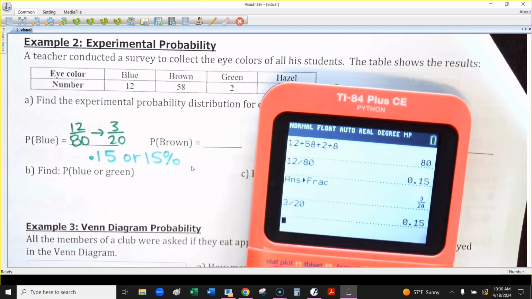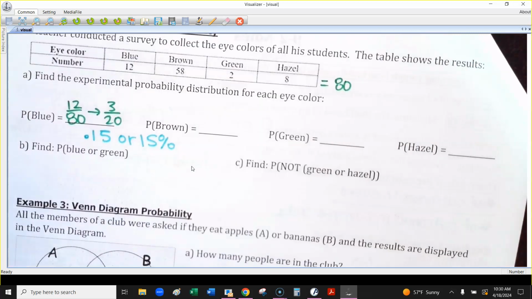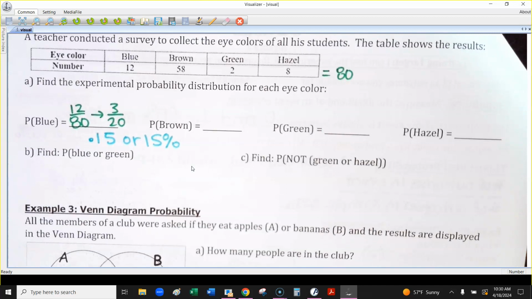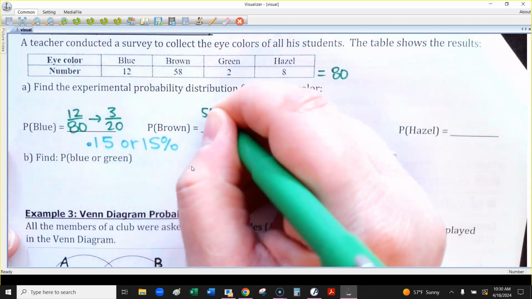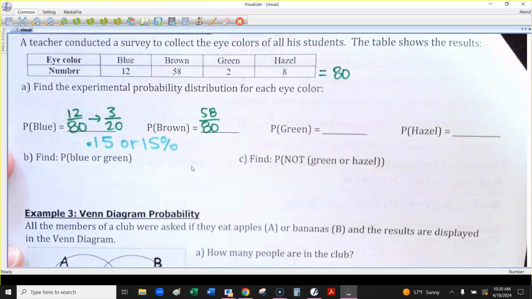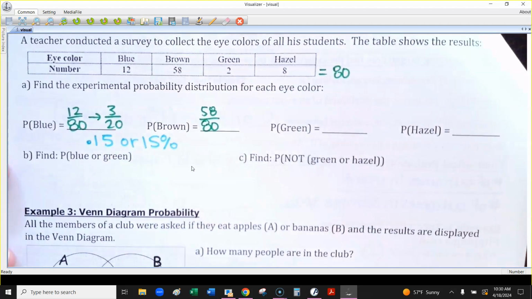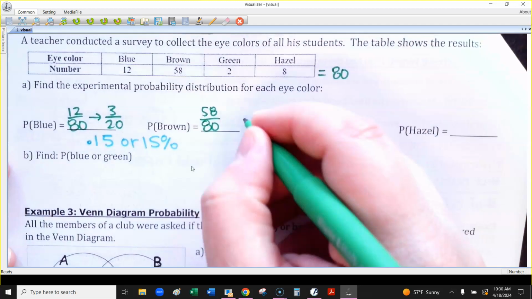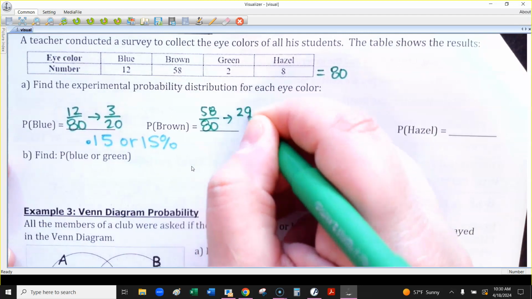All right, what would you tell me for probability? I randomly pick one of these people and they have brown eyes. 58, yeah. You got 58 people with brown eyes over 80. Let me see what that is. Okay, if you reduce that fraction, you are going to get 29 over 40.